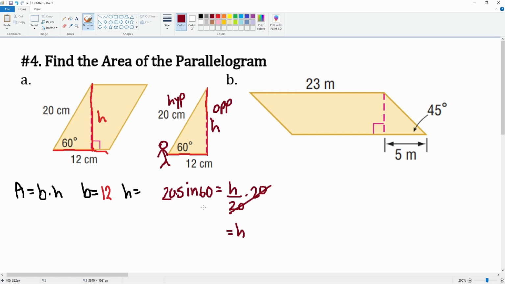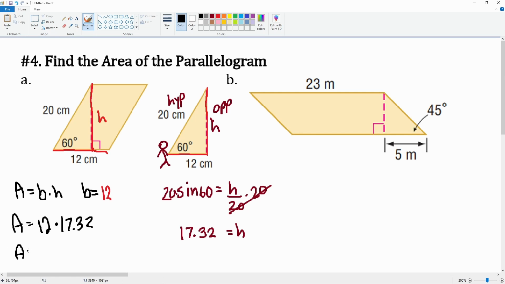That gets me 17.32. Okay, I have that height. Oh, look, I have both the height and the base now. Take a look. So now I can just plug it into the formula. My area here is going to be my base, which is 12, times my height, which is 17.3, or you can just plug that in. So 17 times that, I get that height, which is 17.32.